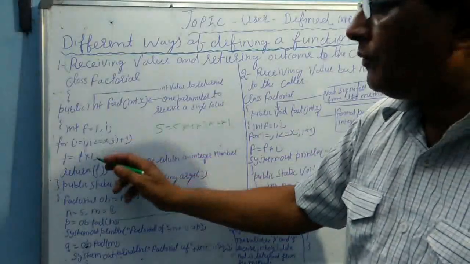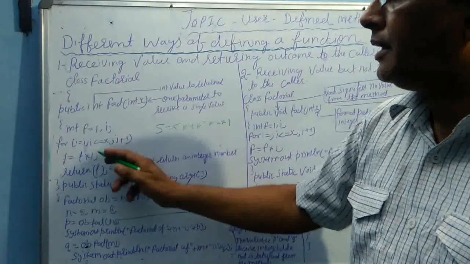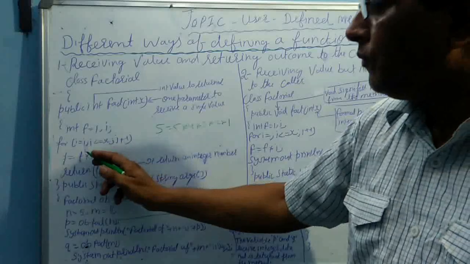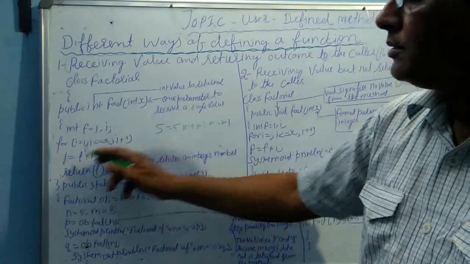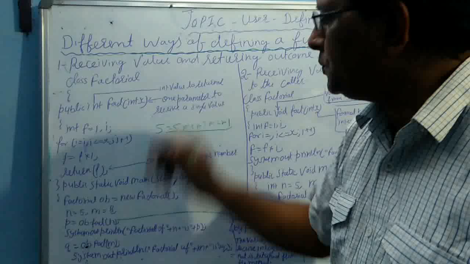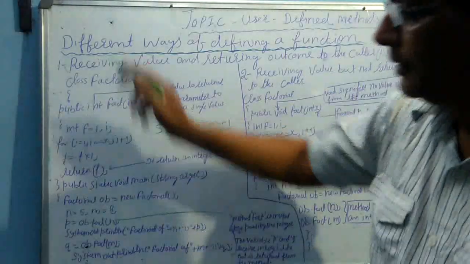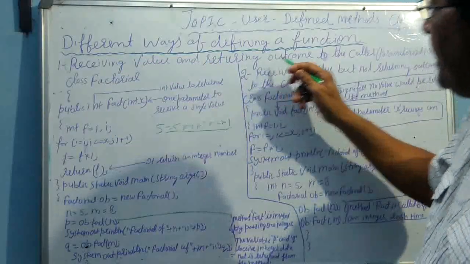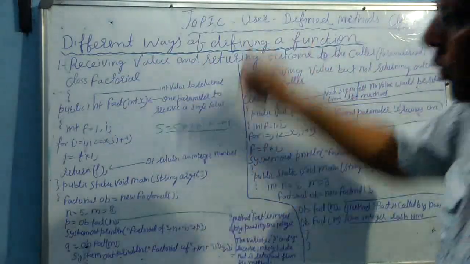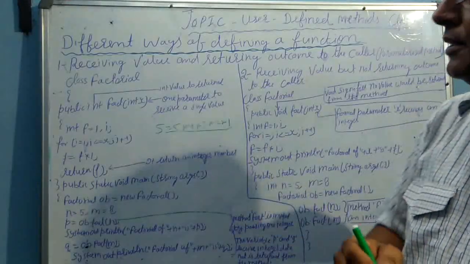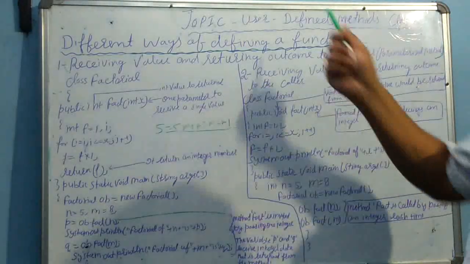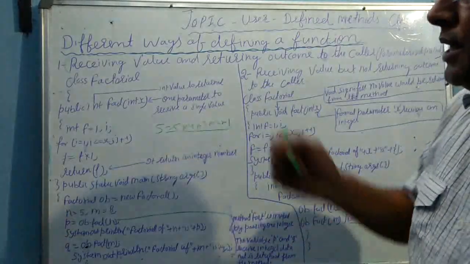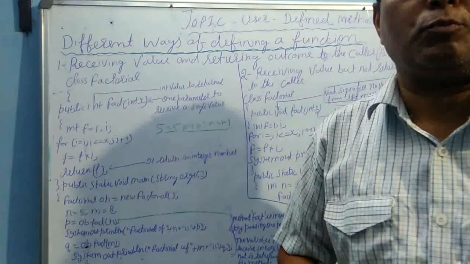Then, one by one in the loop, you know very well the value of i will be 1, and i is less than or equal to x. Then f is multiplied by i, and this continues till the value of x. Then f will be returned. So it means receiving the value and returning the outcome to the caller. You know very well when we use these user defined methods, we have to define different parts of the program.